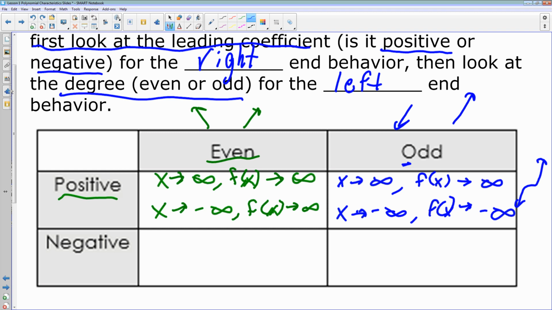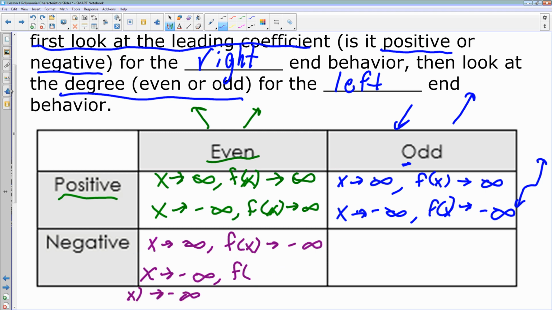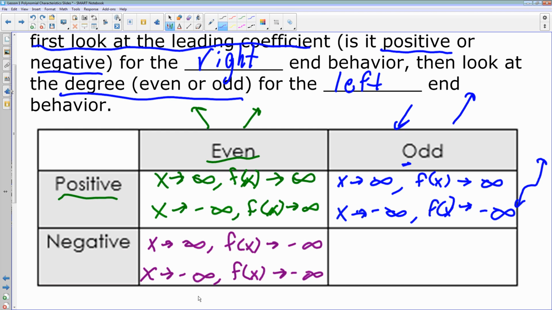All right. So if our leading coefficient is negative, that means it's going to be going down on the right. But since it has an even degree, it's going to do the same on the left. So as x goes to infinity, f of x will be going to negative infinity, and it's going to repeat that on the left. So this is what we would call down, down. You can think of it like an upside down parabola, if you will.